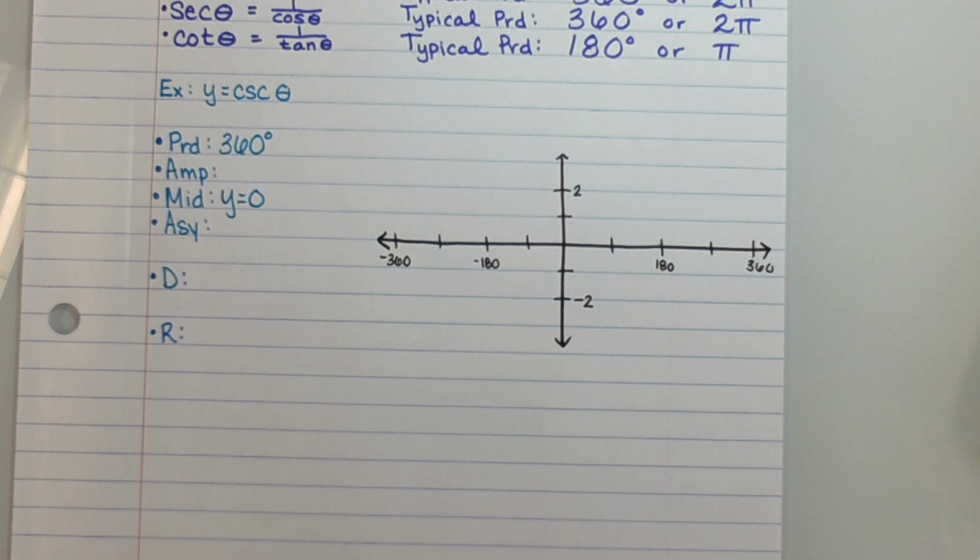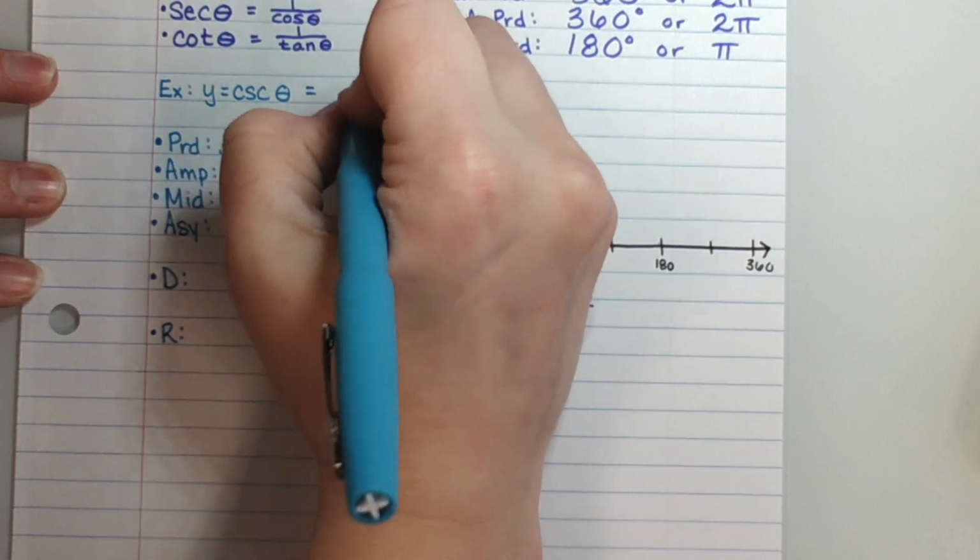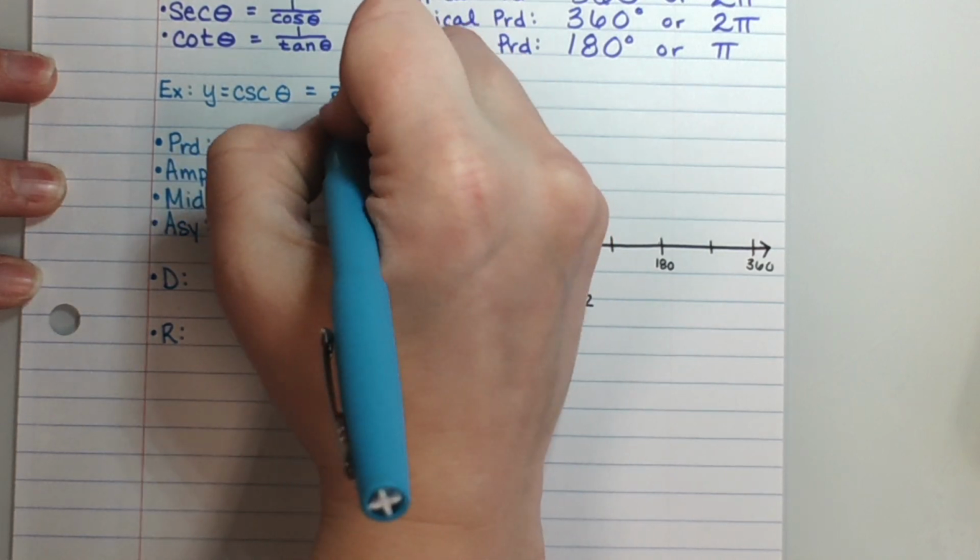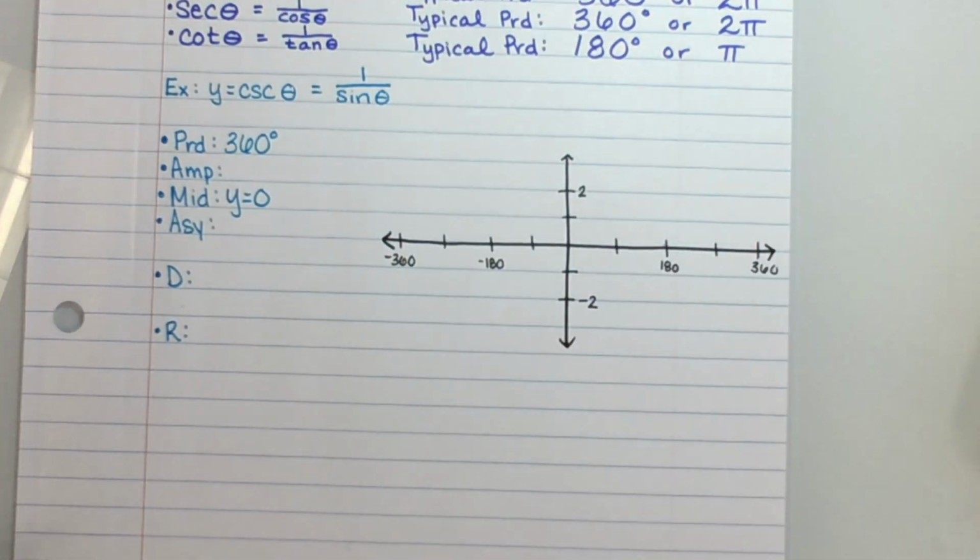Now, I've already mentioned that a cosecant graph is going to rely heavily on a sine graph. If this was not cosecant, if this was sine, because in all actuality it's the reciprocal of sine. If it was a sine function, where does the sine function start? Does it start at its maximum or at its midline? Starts at its midline.